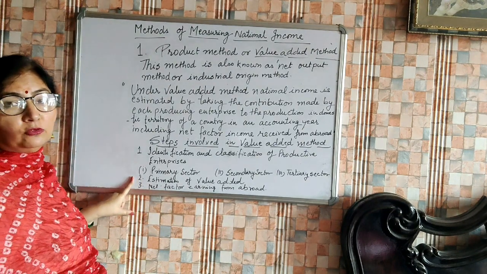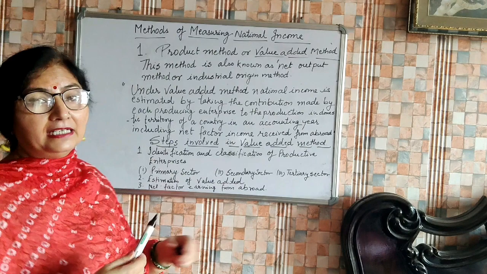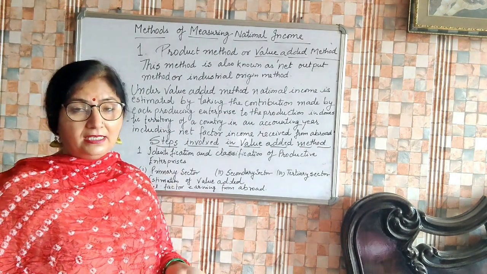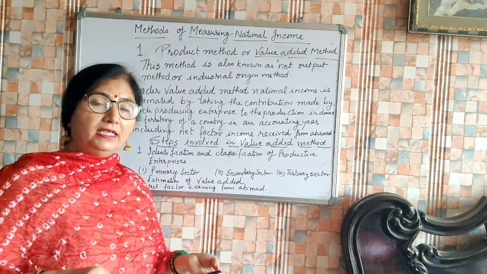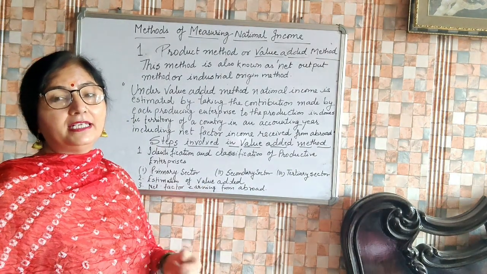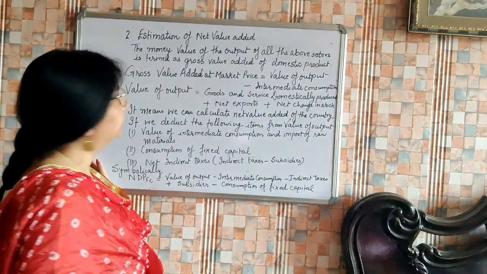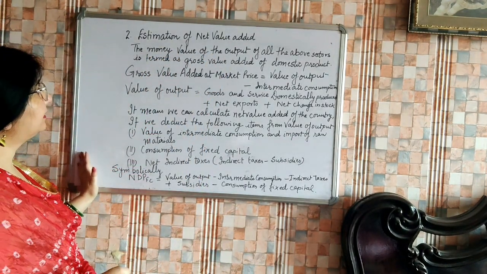Then we will be calculating estimation of net value added, and that will give us the domestic income. And to convert it into the national income, we will have to add net factor earnings from abroad. Estimation of net value added. इसके लिए हमें क्या करना होगा?